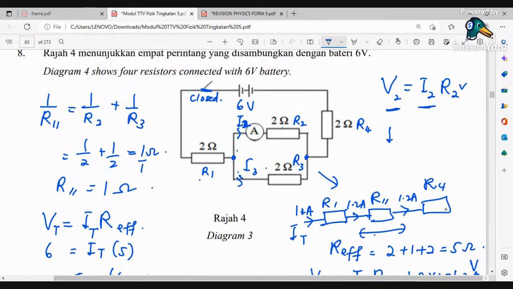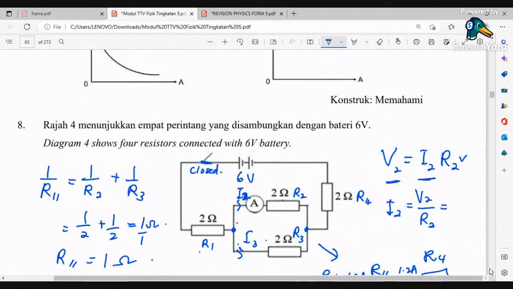So ganti balik dalam ni. I want to find I2. I2 is V2 over R2. V2 equals the voltage across the parallel pipe, 1.2 volt. So 1.2 volt divided by 2 ohm. Okay, so I will get the answer 0.6 ampere. Kalau you tengok pun you boleh tahu, sebab ini adalah same resistance, so the current will be divided equally. So 1.2 divided by 2 is 0.6. Also can.